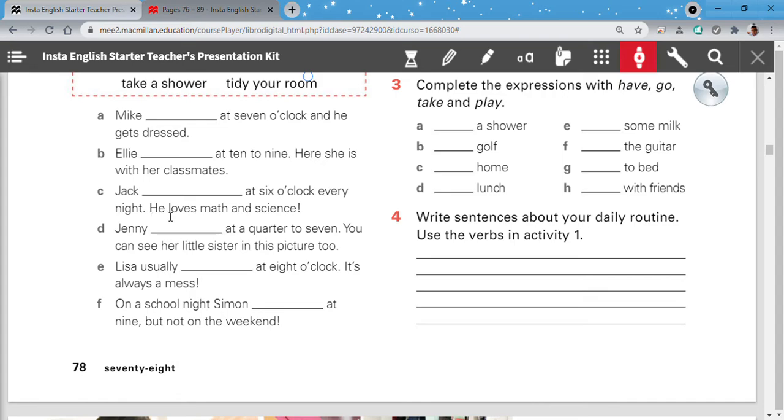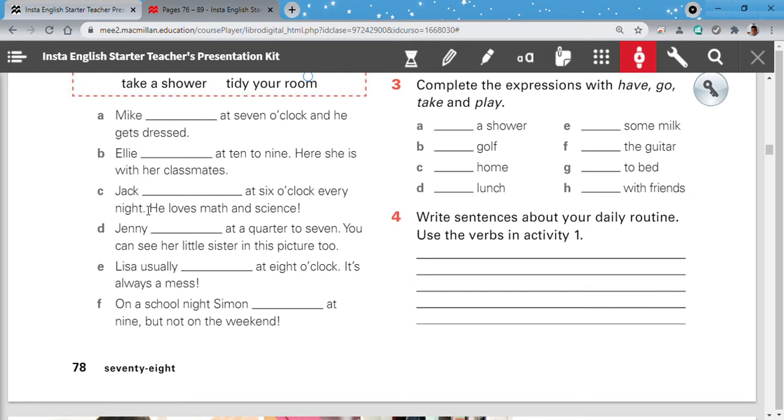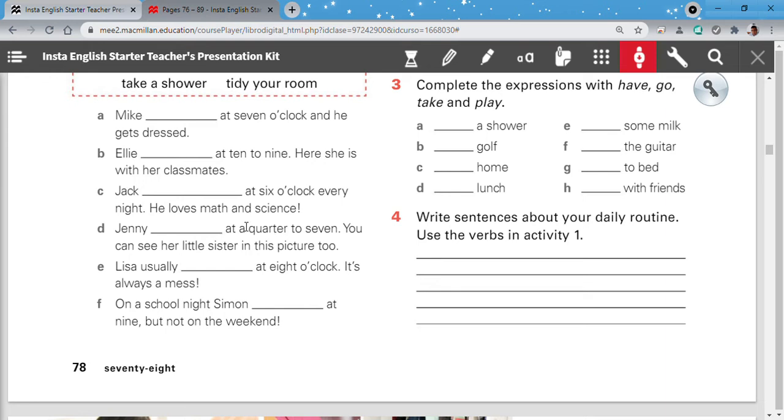Next, Jack at 6 o'clock every night. He loves maths and science. Do homework. But here it is not "do homework": Jack does homework at 6 o'clock. We're going to check this part later, so take it easy.